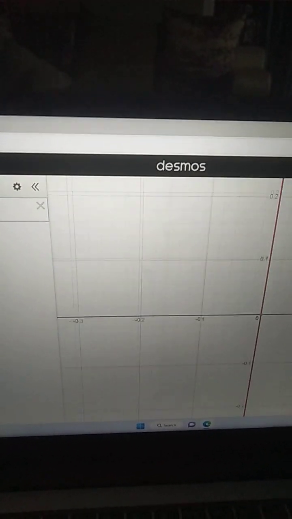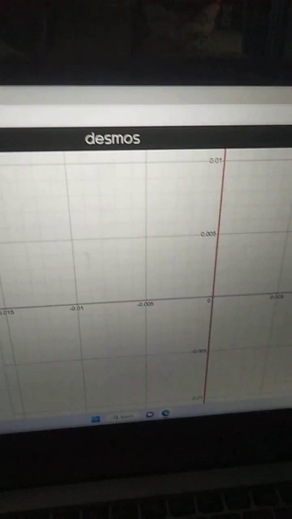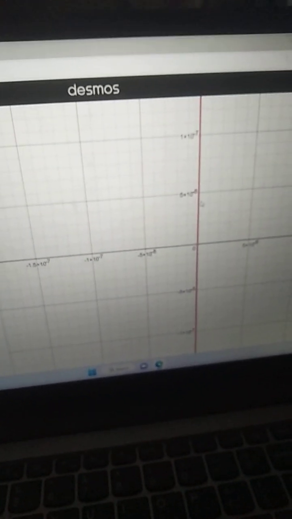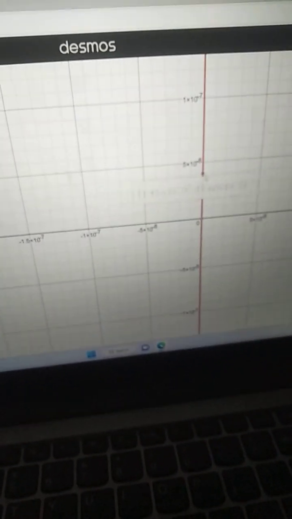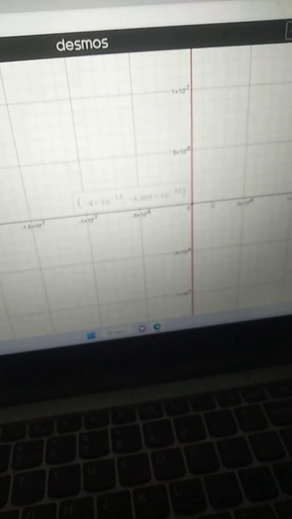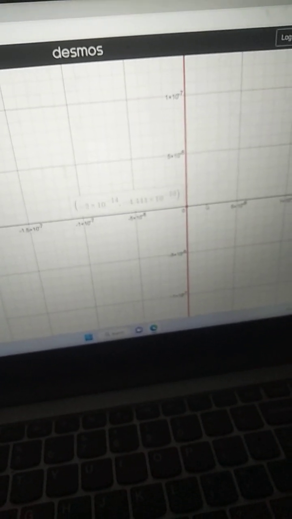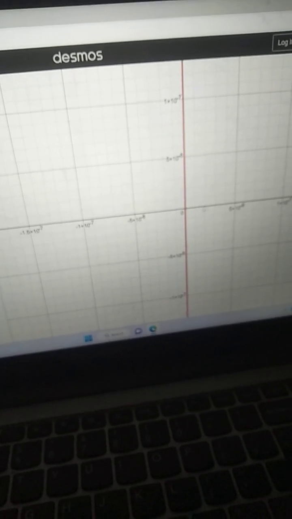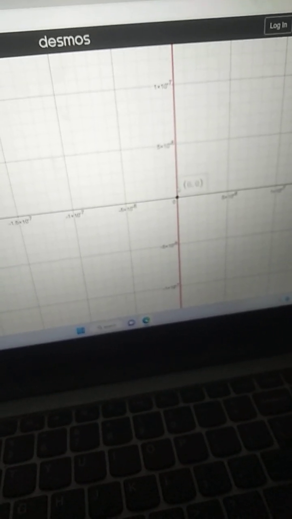Obviously, if you zoom in, still it looks the same. But if you zoom in even more, it changes both of them. See that? But from the outside, it looks like it's everything.